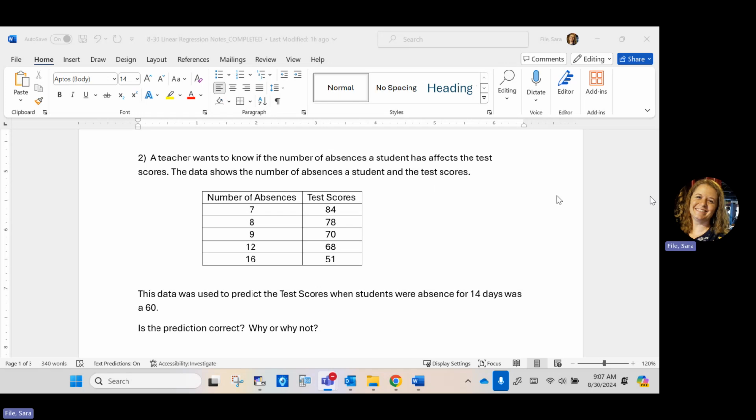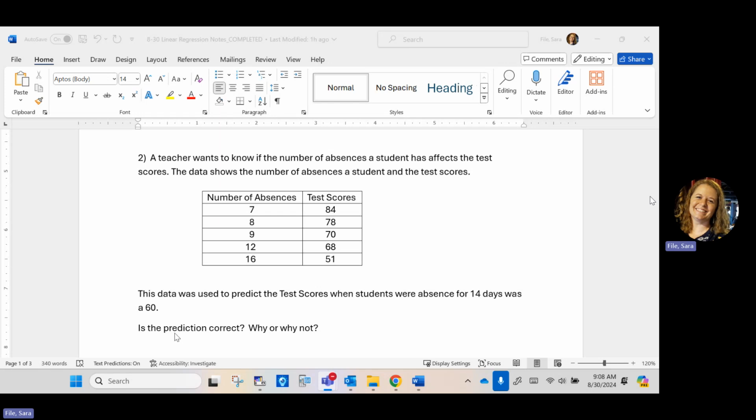Okay. So we have Desmos pulled up, and we're going to first start by inputting. Well, actually, let's read first. The teacher wants to know if the number of absences a student has affects the test scores. So this is the data, the number of absences versus their test scores. The data was used to predict the test score if there were 14 absences, and the prediction is 60. We want to state whether that prediction is correct or not, and why or why not.